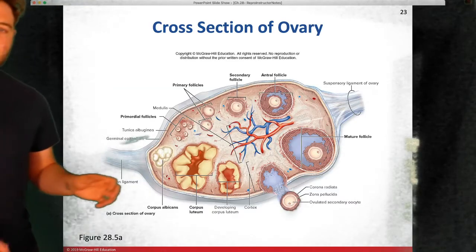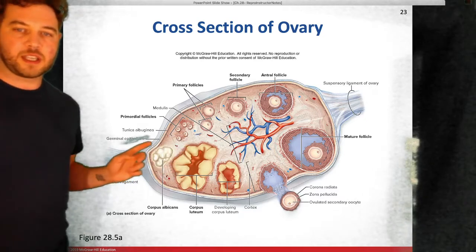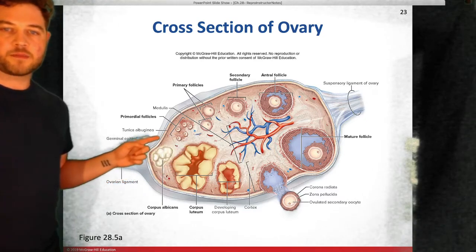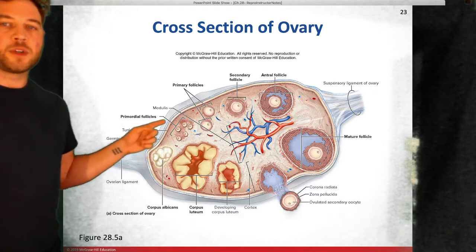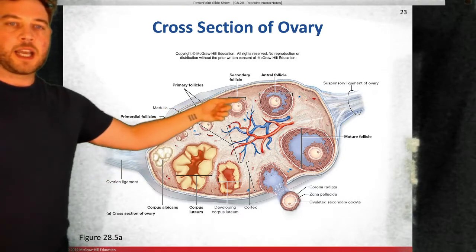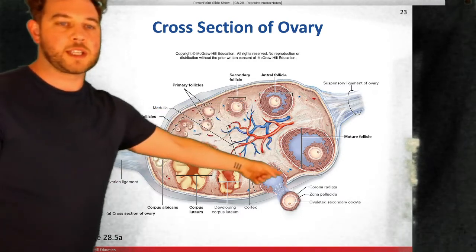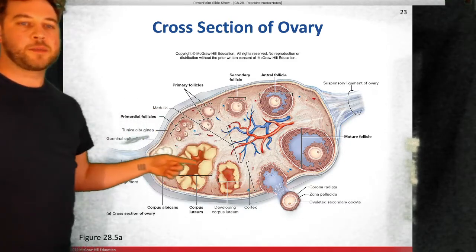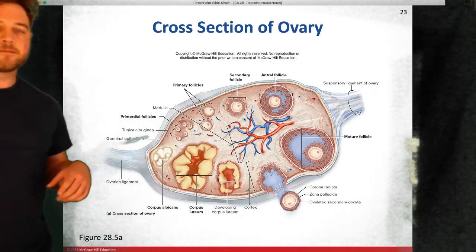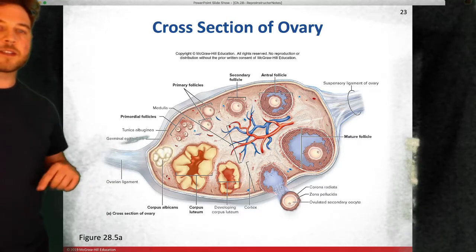Okay, starting with the primordial follicles down here, we go primary, secondary, antral, mature, that's what gets ovulated, and then the corpus luteum and the corpus albicans. Corpus luteum, corpus albicans, sorry.